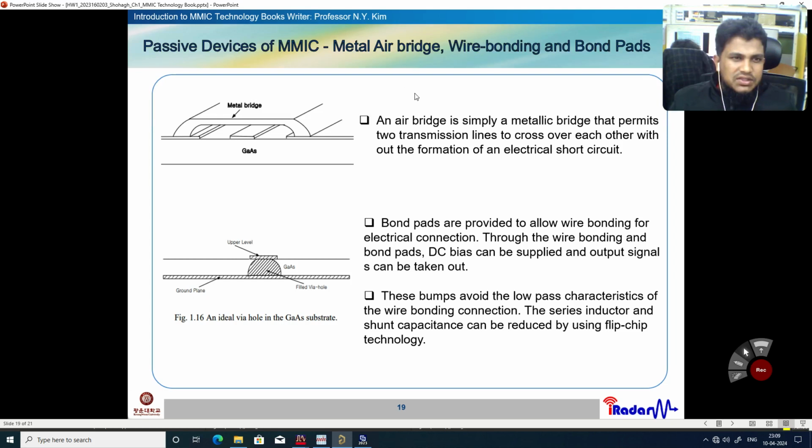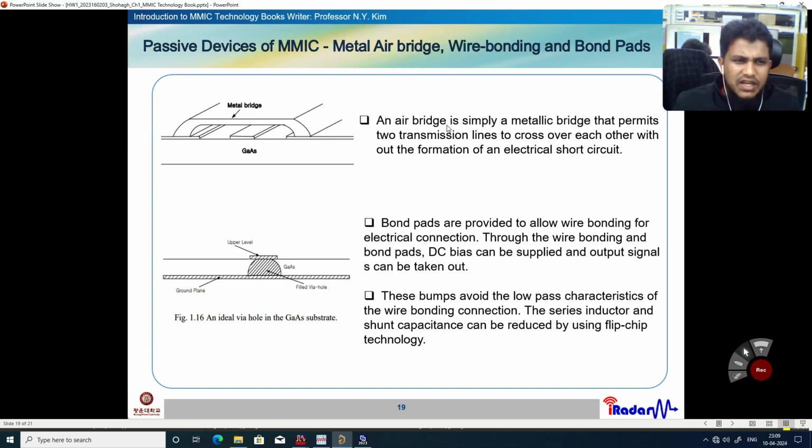Other passive components we can mention are the metal air bridge, wire bonding, and bonding pads. When we design an IC, we need to connect the routing line to the IC pad. At that time we need to do bonding. Bonding means connecting the IC RF routing, the IC route, to our pad. So this is the connection between the IC route and the pad.